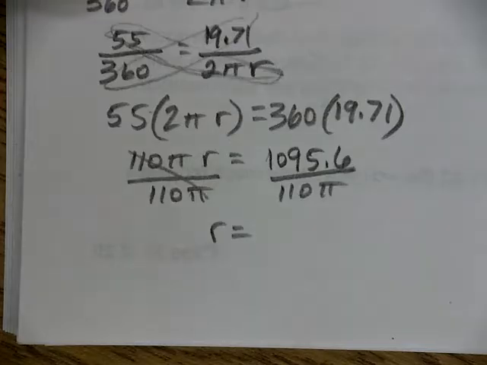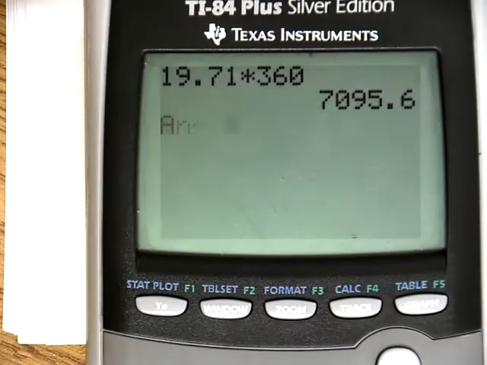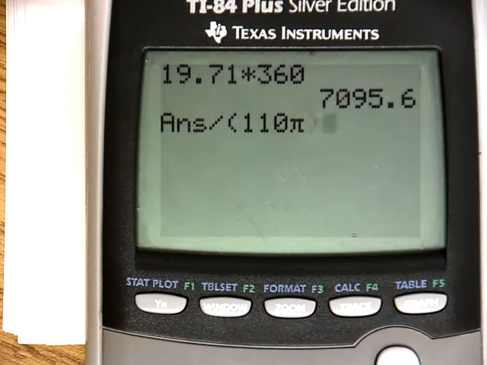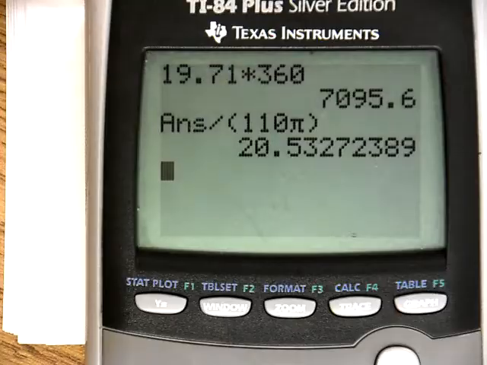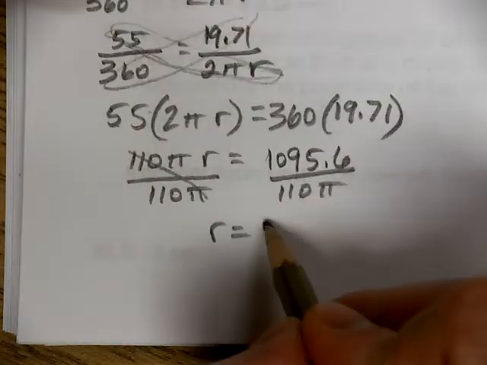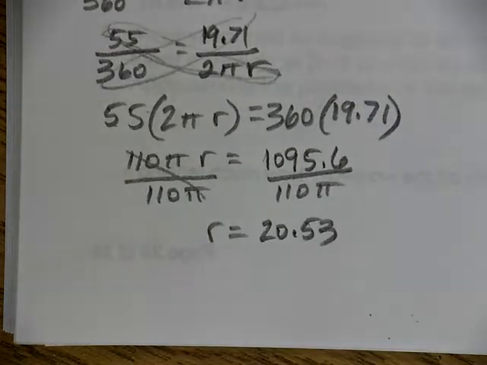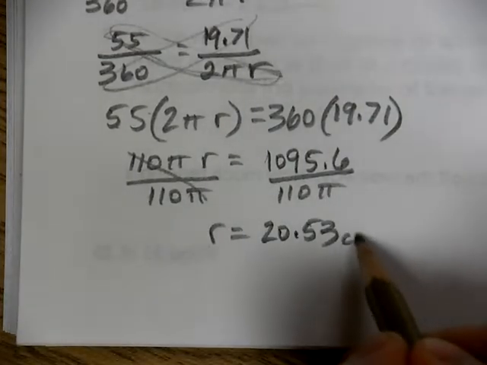So our radius, now when we divide this, we need to be sure that we use parentheses, so that it calculates it correctly. We get 20.53. That's our radius, so this would be centimeters.